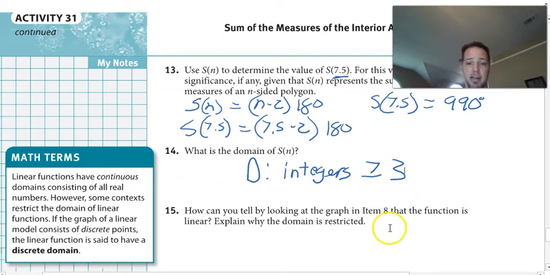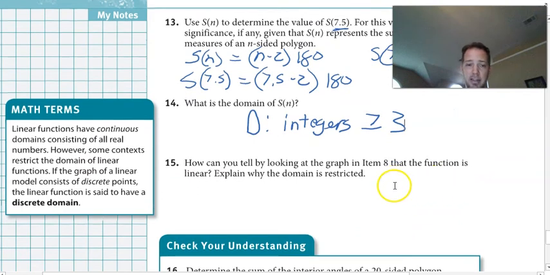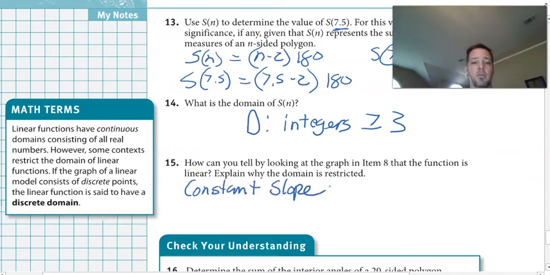How can you tell? By looking at the graph in item 8, the function is linear. There's a constant rate of change. And why is the domain restricted? Because the number of sides has to be a whole number of at least 3.